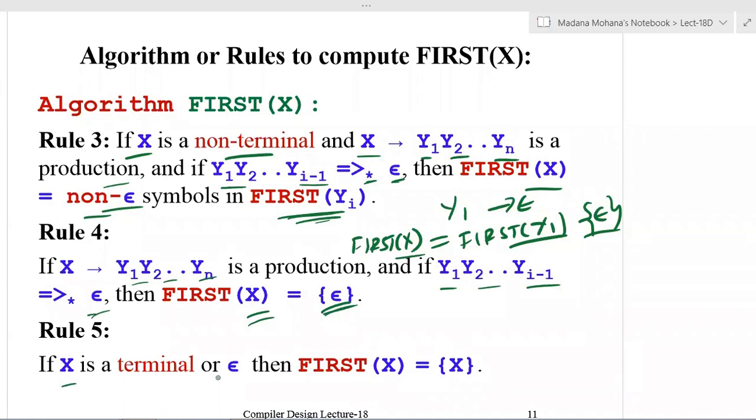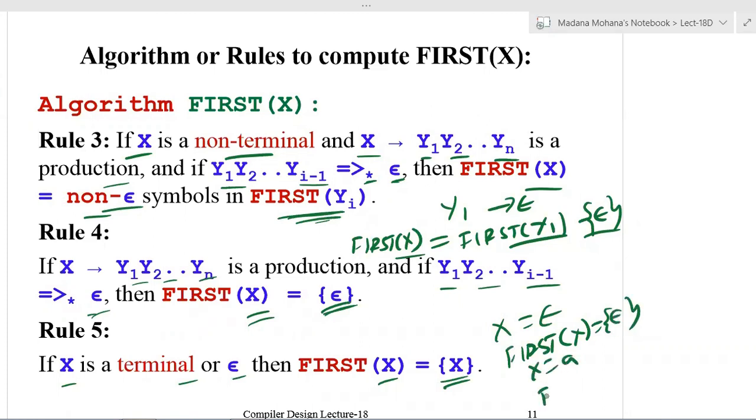Then the last rule: if X is a terminal or null, then first of X equals the same as the X value. Suppose here X equals epsilon, then first of X equals X only, that means epsilon. If X is a terminal, then first of X equals the terminal itself. So like that you can find.